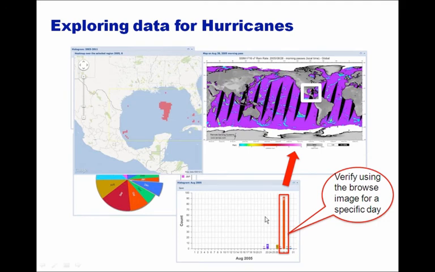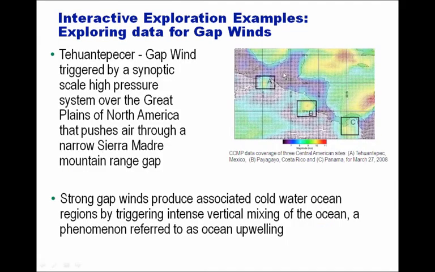And then you can link it to the actual data. So you can actually go see, this is the actual SSMI data. You can browse the actual image for that particular thing. So this is a really simple example, but I presented this at a conference, and after my talk, the scientist who works with this data came and said, I want to play with your tool. So she and I sat, in between sessions, and this is the work that she's working on right now. She's looking at gap winds in Central America.